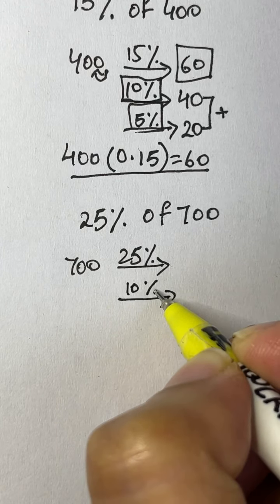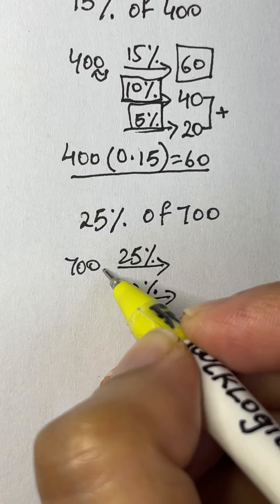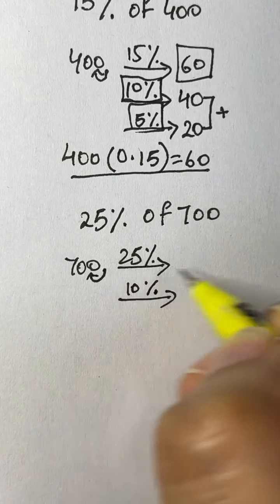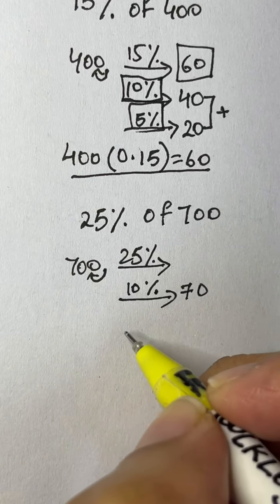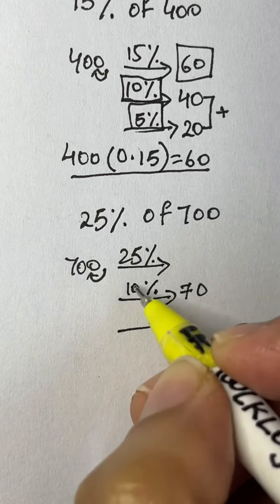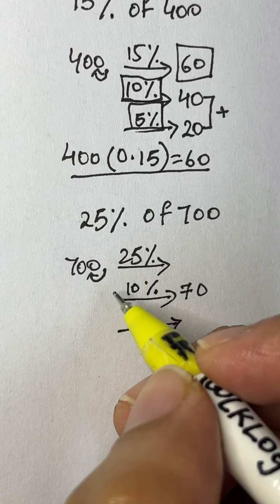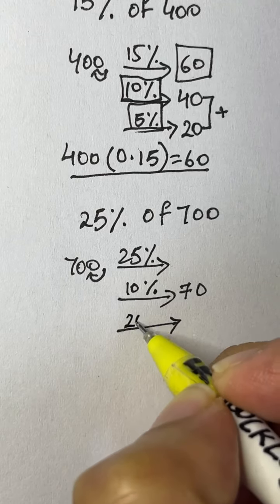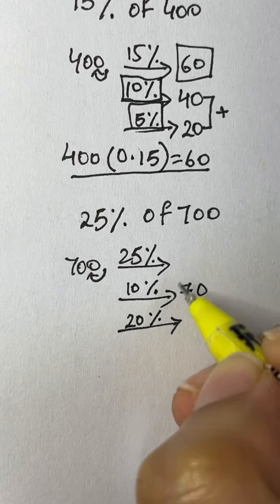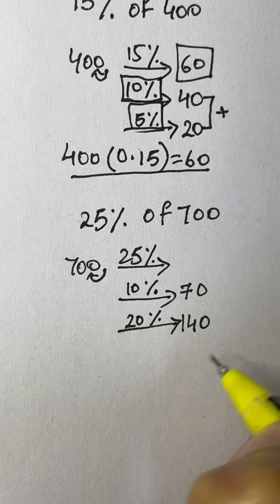What we do, 10% of 700 is, just move the decimal one slot towards left. That would be 70. All right, and then you can easily find out 20%. Just times 2. 10 times 2 gives you 20. So 70 times 2 will give you, let me write down 20%. 7 times 2, 14. So you get 140.